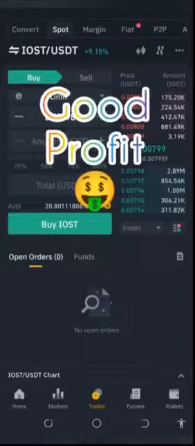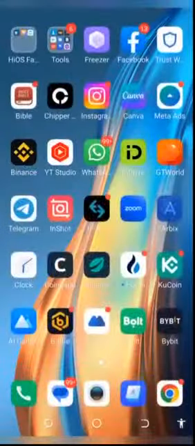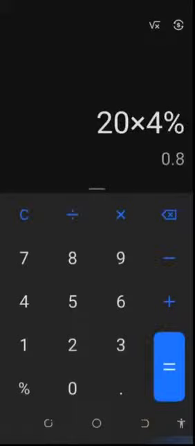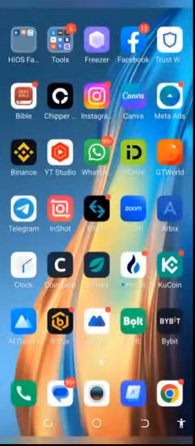Let's go check what the profit is. The profit is, let's check it out, 20 times, that should be 4%? Yeah, 4% gave us 80 cents. Beautiful. So that was a good one.